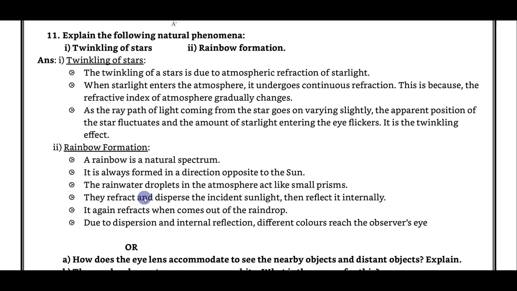Rainbow formation. We know that a rainbow is a natural phenomenon. It is formed in the direction opposite to the sun. The rain water droplets in the atmosphere act like what? Small prisms. They refract and disperse the incident light, then reflect it internally, and it refracts again when it comes out of the raindrop. So because of dispersion, that is splitting of white light into its constituent colors, the rainbow is formed.